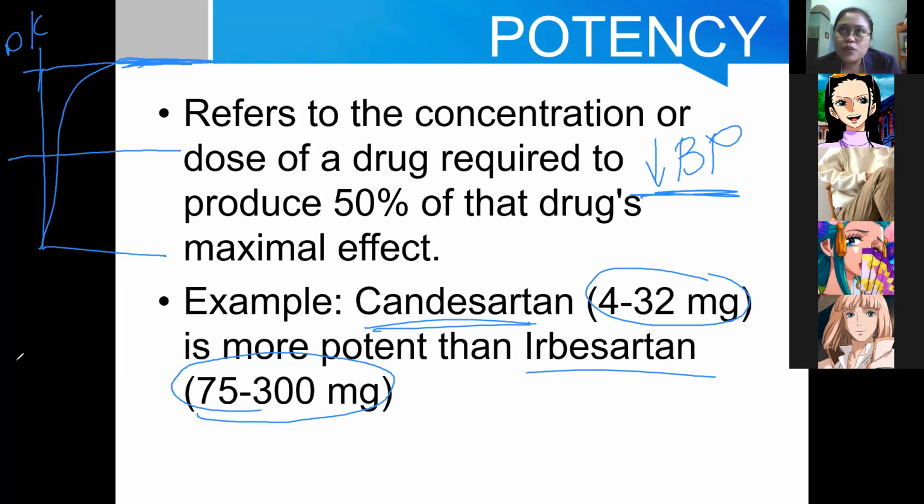Kapag lesser ang dose, ang drug nato mas potent. Ha? Pag lesser ang dose na ma-achieve na niya iyahang at least 50% of the effect, mas potent na siya. Okay, that's how you decide. Questions? That's how you decide which is more potent drug. You look at the dose. Kailangan i-compare nimo siya sa iyahang kapareha og effect. Dapat pareho sila og dose.